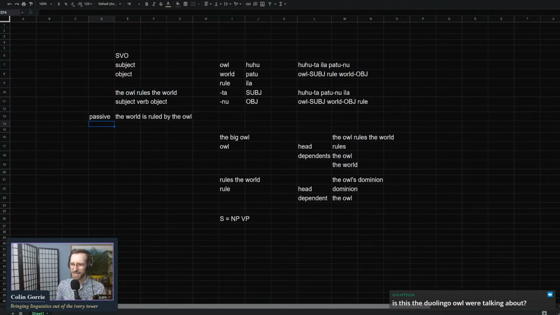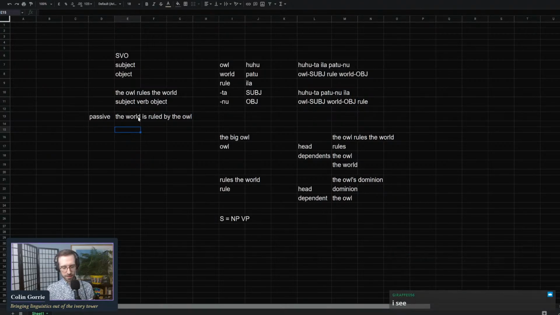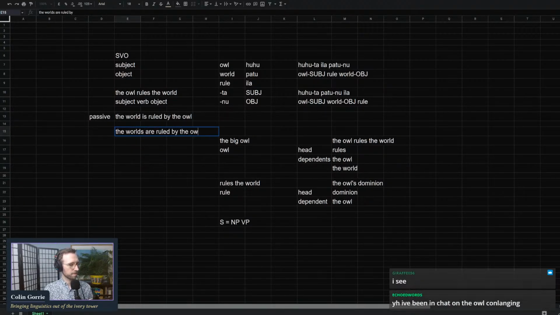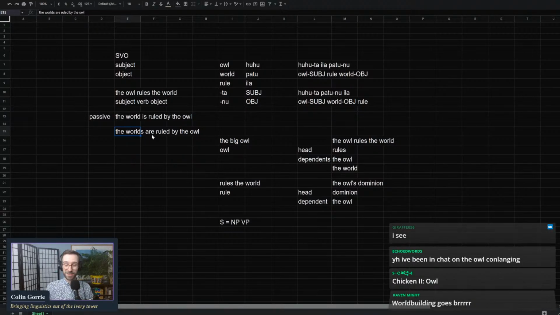So we can see that subject isn't something that has a clear semantic meaning. It's not just the doer of the action. It's more of a structural position in the sentence. And in English, we have verb agreement with the subject. So we have subject-verb agreement. So if I change the world to the worlds, we'd have to say the worlds are ruled by the owl. The owl has dominion over the many worlds. So that's a diagnostic for the subject in English. It's the thing the verb agrees with. So it's a bit abstract, this notion of subject.